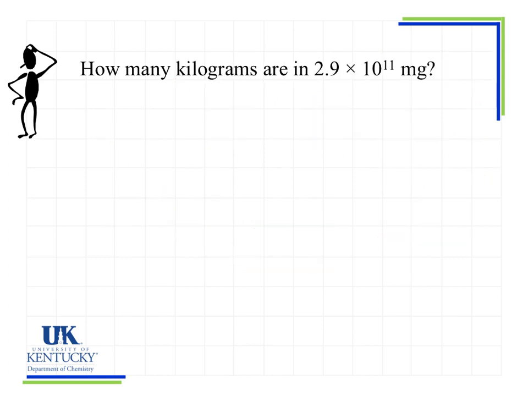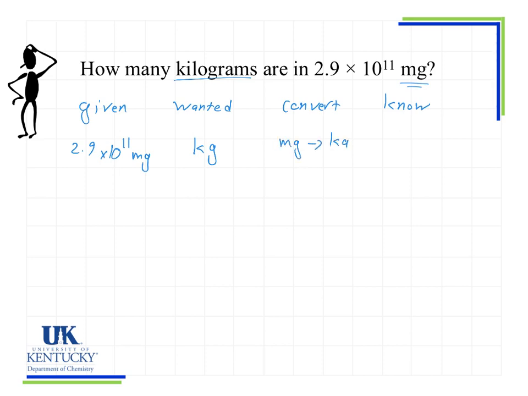In the last example, and we're going to have lots more examples in the recitation, okay? So how many kilograms are in 2.9 times 10 to 11 milligram? Again, given, wanted, convert, and what we know about this conversion. The given is given information, 2.9 times 10 to 11 milligram. What do we want? We want it in kilogram. What do we need to convert? We need to convert milligram to kilogram.